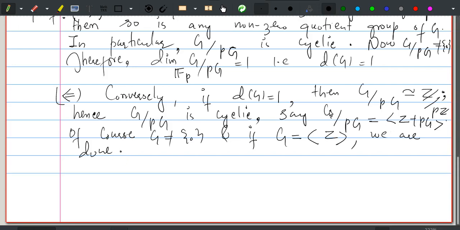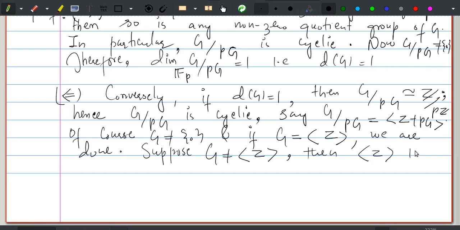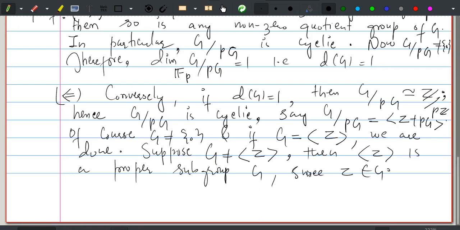Now z being an element of G, if this is not true, then the subgroup generated by this z here is a proper subgroup of G. So suppose G is not equal to this thing, then this is a proper subgroup of G, since z is in G. So this is a proper subgroup of G.